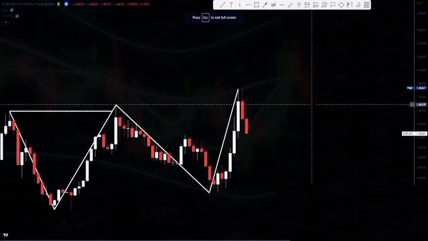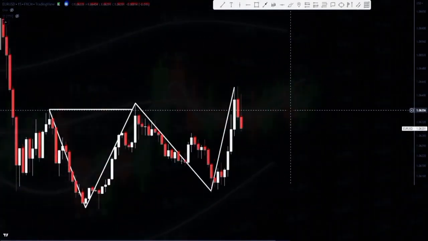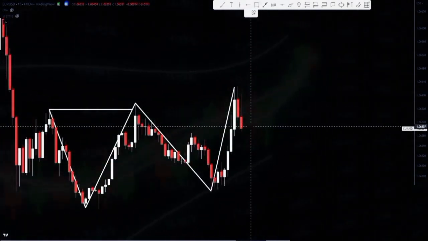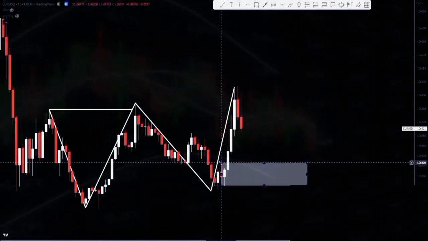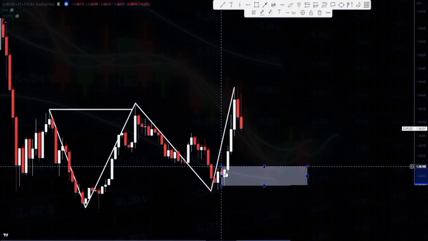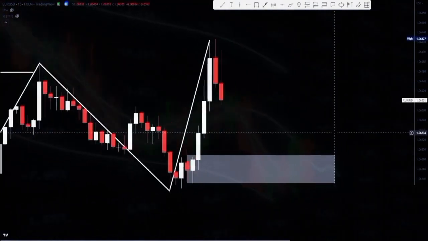I would go ahead when I see the first pullbacks, and I would say first of all, which is the best order block from which I'm going to be taking my trade. It would have been this order block right here, and you can narrow it down to this order block over here.